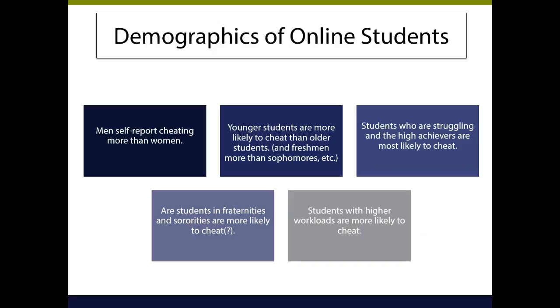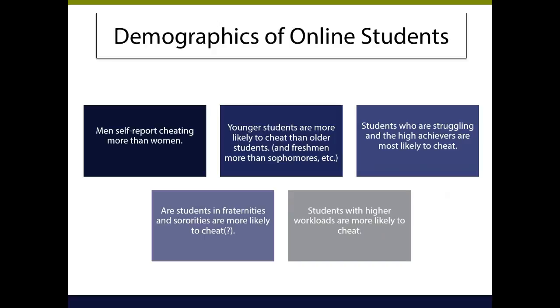Well, we can look at demographics of not just online students, but we can look at demographics of students in general and those that are more or less likely to cheat. So this is what the research shows. Men self-report cheating more than women. Younger students cheat more than older students, and it's pretty much linear. Freshmen in high school cheat more than seniors in high school. Freshmen in high school cheat more than students in college. Students in grad school cheat less. So as you get older and as you move up through the educational system, you're less likely to cheat.